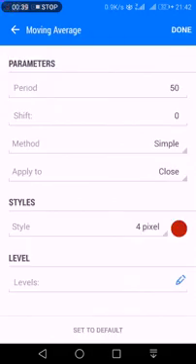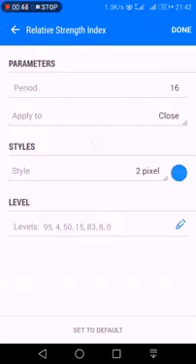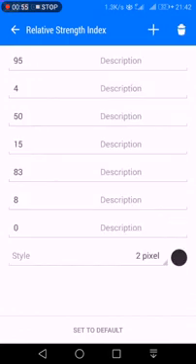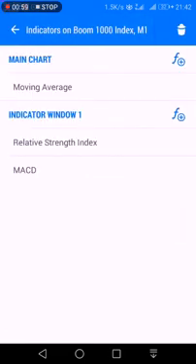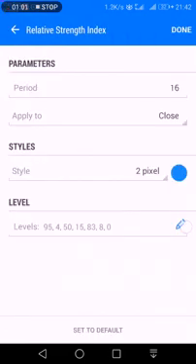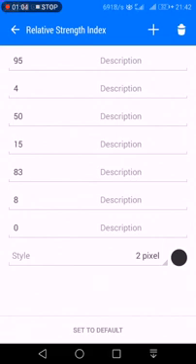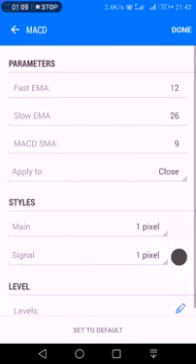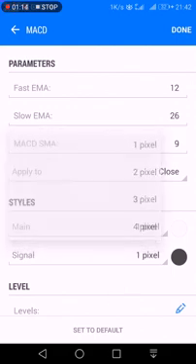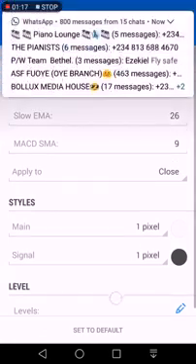Okay, first I'm using moving average 50 for my trend. Then this is my relative strength index period 16 applied to close, style 2 pixel. Then these are the levels. I hope you got that. Then the final indicator is your MACD. So these are my parameters for the MACD. As you can see, these are my parameters.